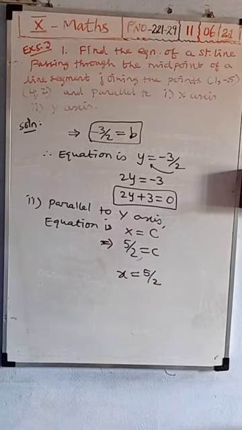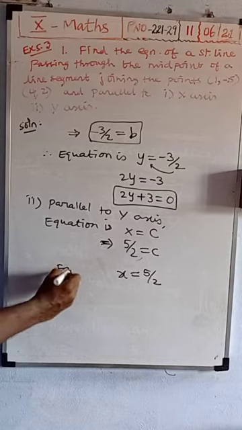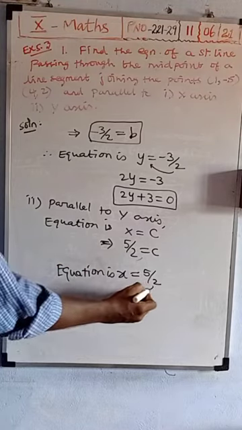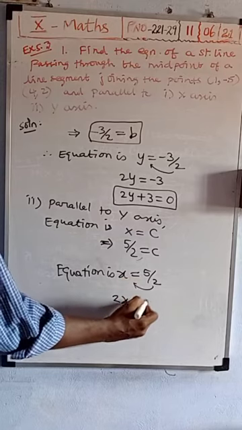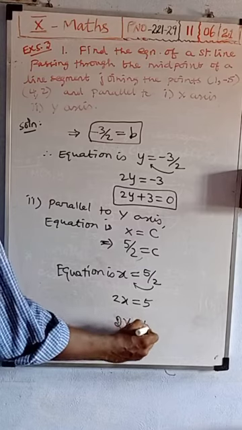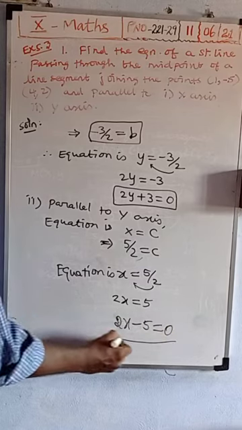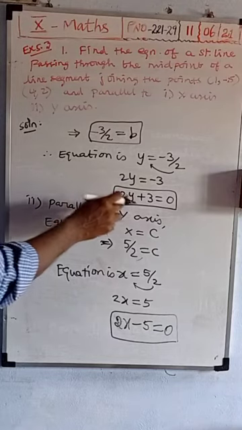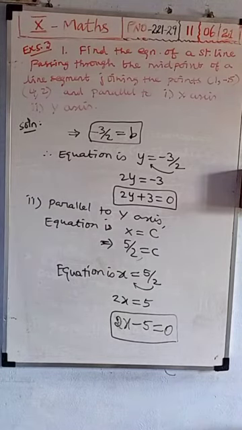Here the equation is x = 5/2. The 2 comes to this side, so 2x = 5. Then the 5 comes to this side, so 2x - 5 = 0. This is the equation parallel to the y-axis. The equation parallel to the y-axis is 2x - 5 = 0, and the equation parallel to the x-axis is 2y + 3 = 0.